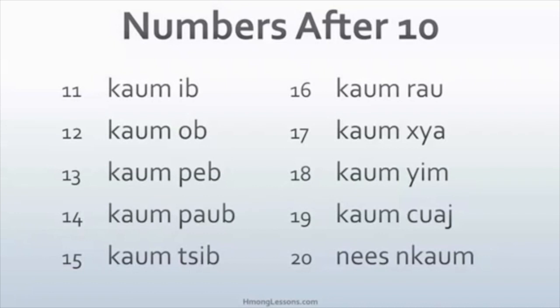13, gao bei. 14, gao blau. 15, gao chi. 16, gao zhao. 17, gao xia. 18, gao yi. 19, gǎo zhuò. And 20, we learned in the previous slide, nèng gǎo. One more time, gǎo yì, gǎo a, gǎo bè, gǎo bào, gǎo qì, gǎo zhào, gǎo xiā, gǎo yì, gǎo zhuò, nèng gǎo.